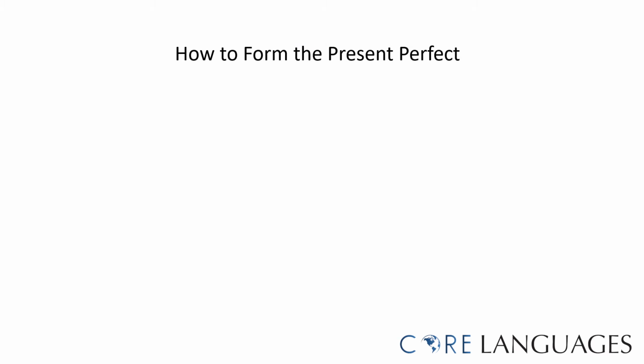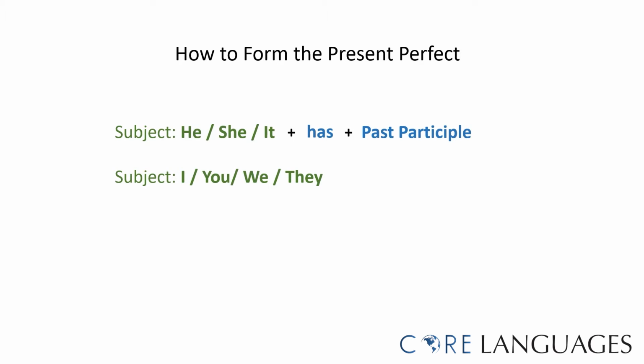To form the present perfect, we use the conjugated form of have plus what's called the past participle. We follow this word order. Subject, and if the subject is he, she, or it, we use has, followed by the past participle. If the subject is I, you, we, or they, we use have and the past participle.